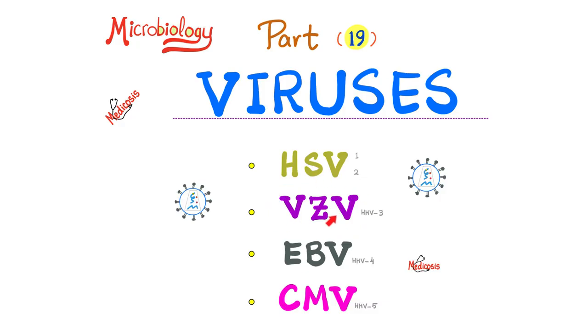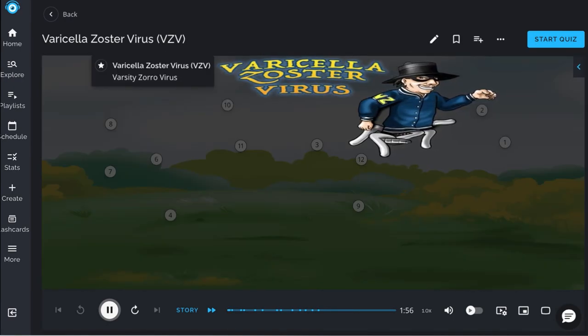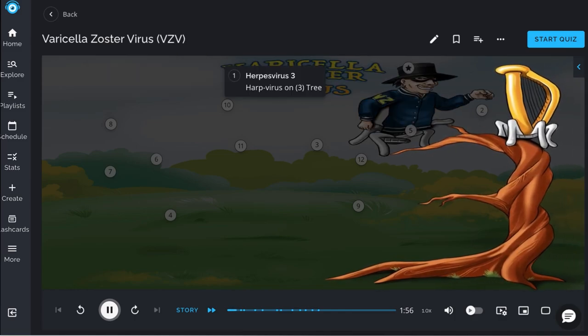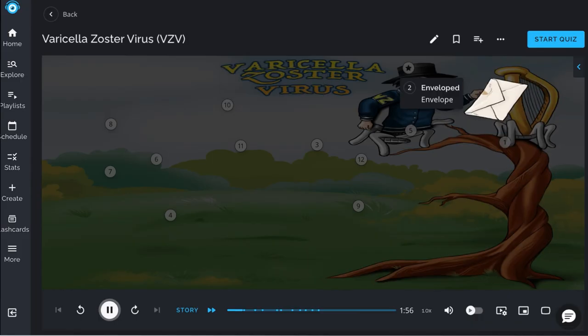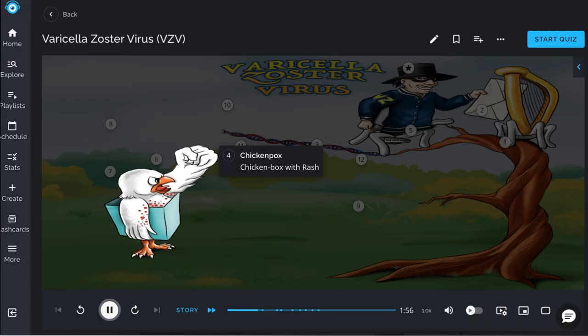Next is varicella zoster virus, which can lead to chickenpox in young people and shingles in old people. Varicella zoster virus, the varsity Zorro virus, is the third of the 8 viruses in the Herpesviridae family, shown by the harp virus on the 3 tree. This virus is an enveloped DNA virus, shown by the DNA double helix, with a double-stranded linear genome, the double helix used as a clothesline. Primary infection results in chickenpox, shown by the chicken in the box with a rash.